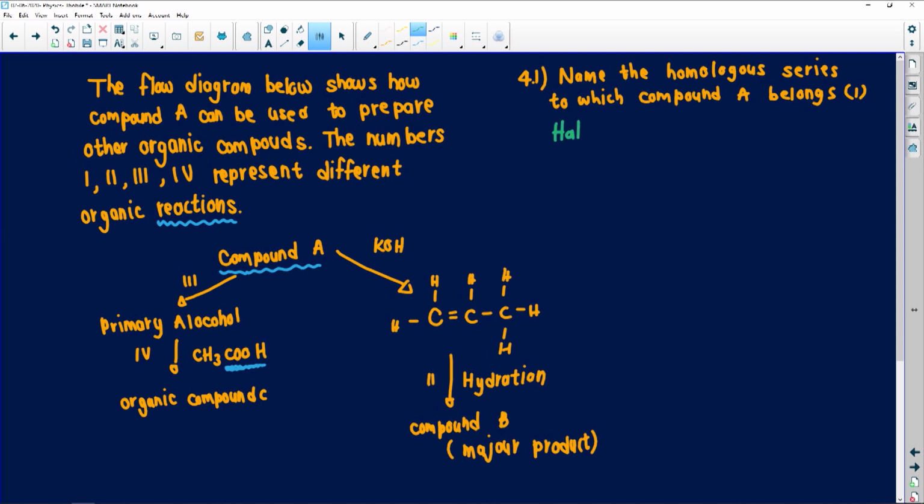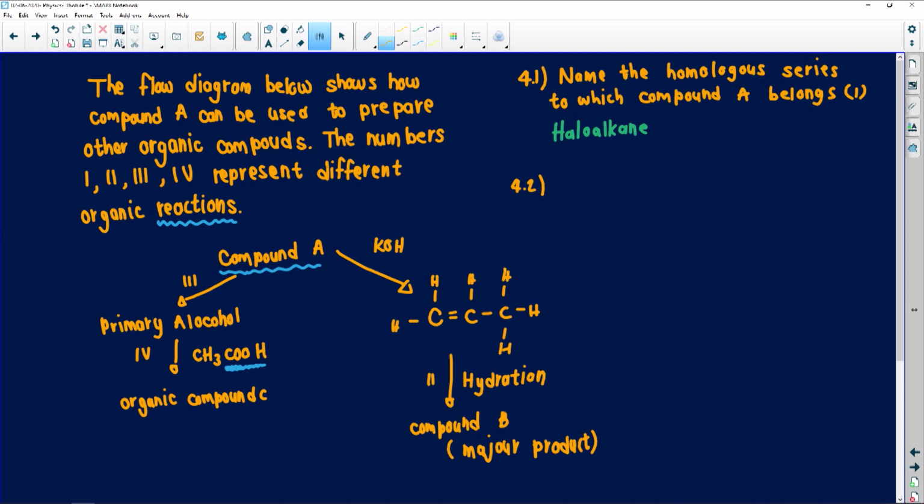It's a haloalkane. Some call it alkyl halides, right? Remember, it means it must have been an alcohol. Here it's a double bond. It means that it must have a halogen somewhere, which is then an X. And this is actually what we learned in grade 10. So that one was very easy. That was for 1 mark.